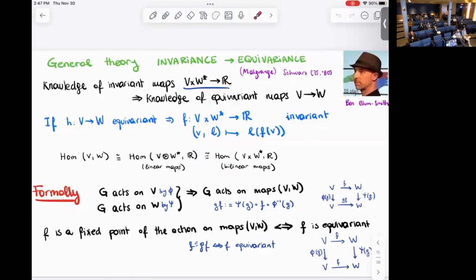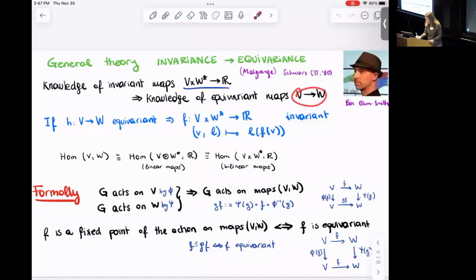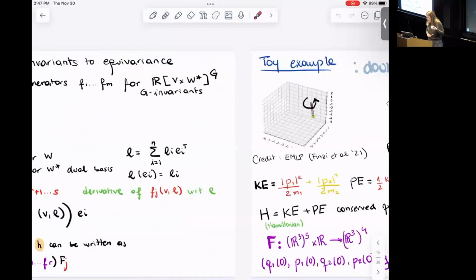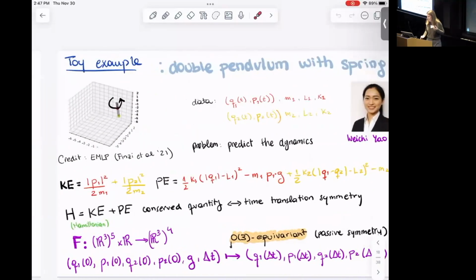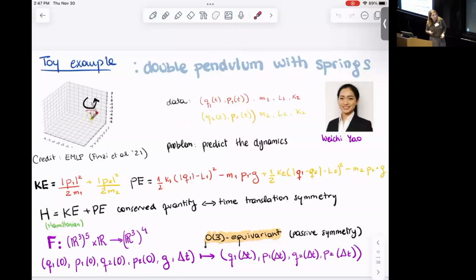But the idea is that if you have a function that goes from B to W that is equivariant, then you can write a function that goes from B times the dual of W to R that is invariant. There's a way to go from equivariant maps to invariant maps and vice versa. And that allows you to write an algorithm to construct the equivariant functions.